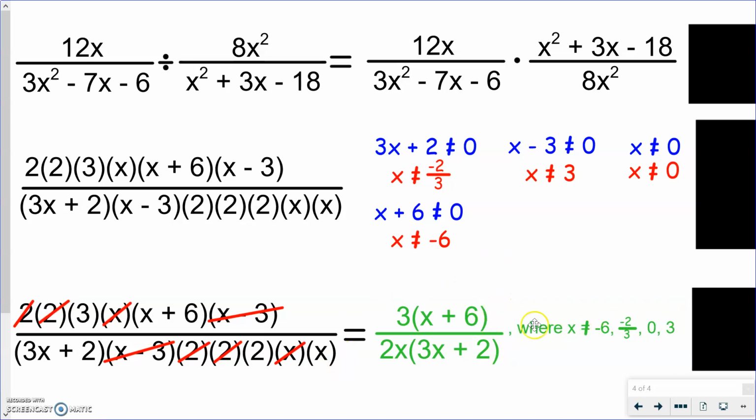So we just leave our answer in factored form, and then don't forget the restrictions. So this one I had all 4 of these restrictions. If you can, put them in least to greatest order. So the smallest number first, biggest number last. But technically the order doesn't matter. And that right there is the answer.